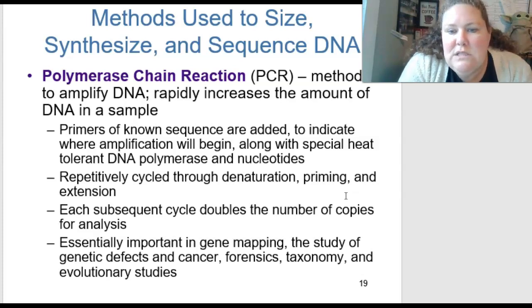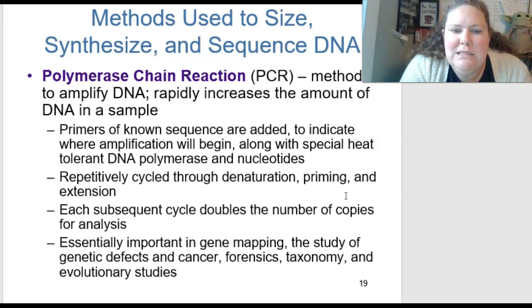Primers of a known sequence are added. Say you are testing a patient for the presence of BRCA. You would put a primer in that test tube that's specific for BRCA1. This would indicate where amplification would begin, along with a special heat-tolerant DNA polymerase called Taq polymerase. Fun fact, they found it in a hot spring. Also added are the nucleotides, which are your A's, T's, C's, and G's.